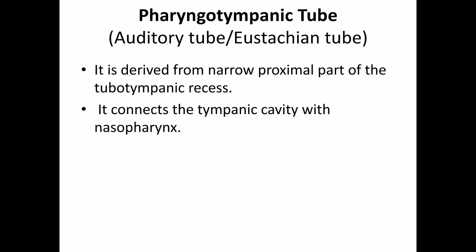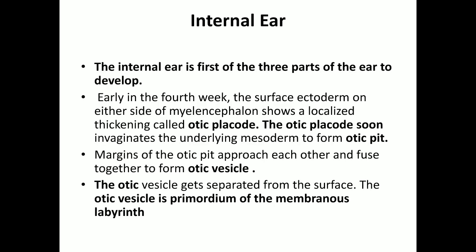Now the tympanic tube, the Eustachian tube, or the auditory tube, or the pharyngotympanic tube, we have discussed that it is developing from the tubotympanic recess, and it connects the tympanic cavity with the nasopharynx. Now we come to the development of the inner ear.